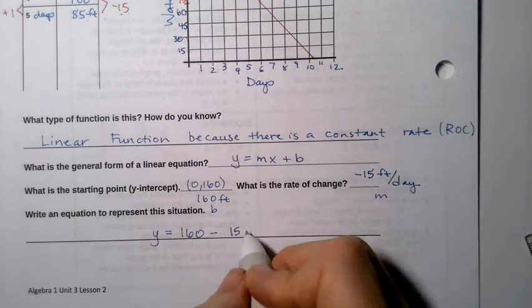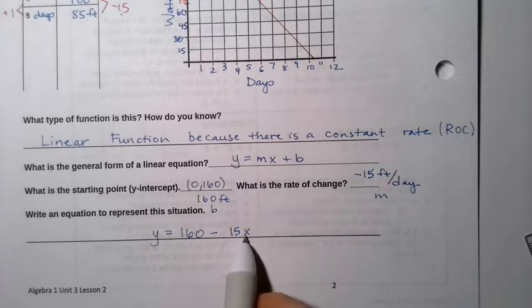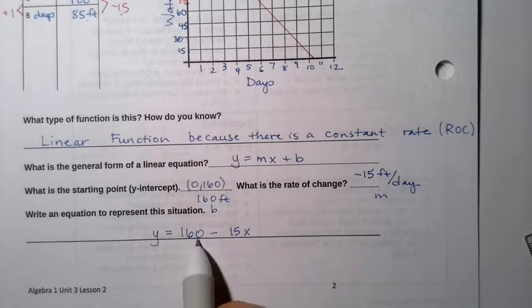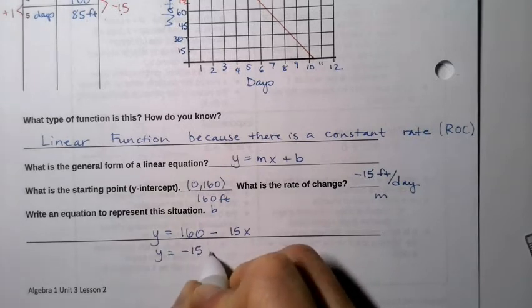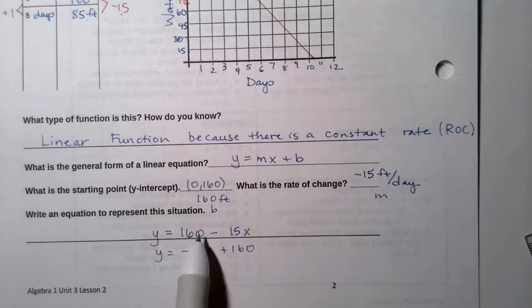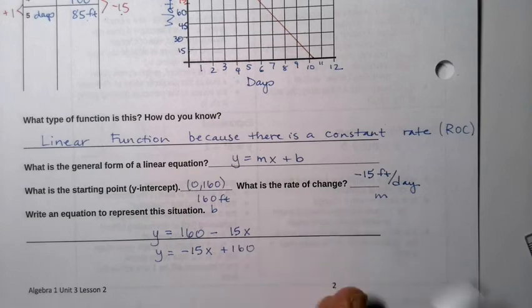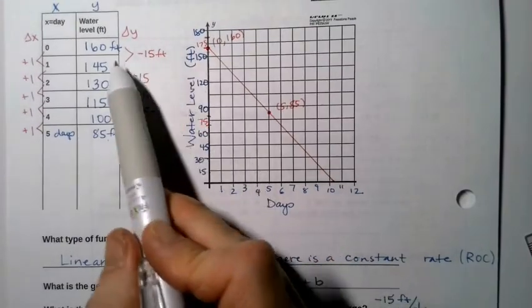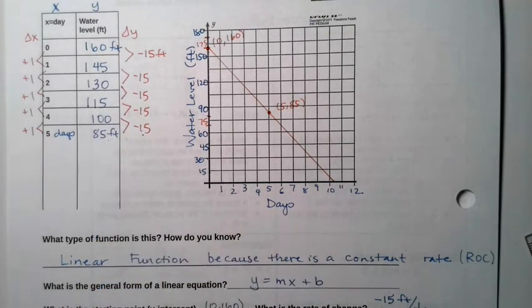And each day is represented by x. So we could think of this as 160 minus 15x. It could also be written more traditionally in slope-intercept form, but I think it makes more sense in the context of we started with 160 feet of water and we are subtracting off 15 feet for each and every day. That's what we did in our table. We started with 160 and we're subtracting off 15 for each of those days.